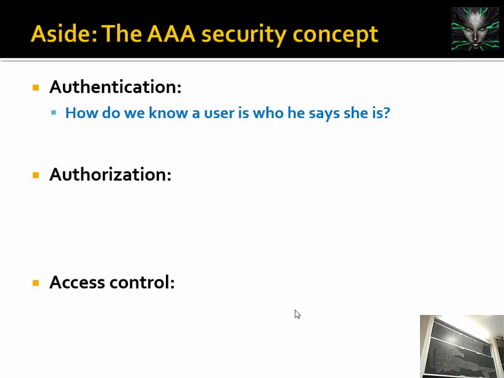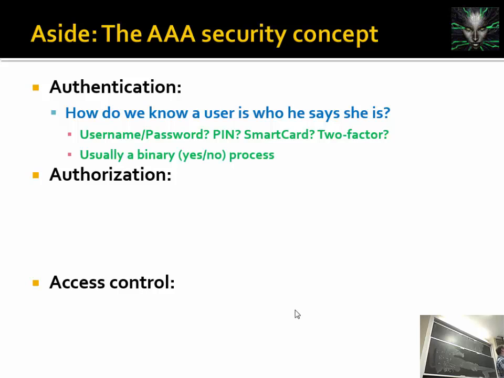Passwords, right? We ask for something that I think only that user would know, and that we would also know, right? Something that we have in common. Like, when Reza created this account, we set up a password. Do you remember what it was? Okay. You see, we can have a PIN, smart card, two-factor authentication, and all sorts of stuff. And authentication by itself is usually either yes or no. I've authenticated you because you answered my questions to the extent that I'm convinced that you are you. Or you're not.